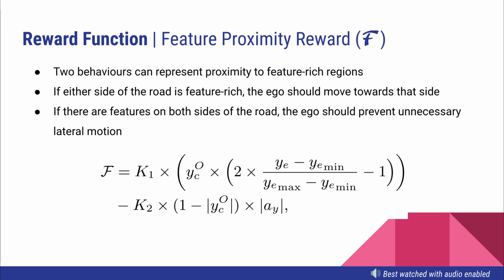We will now explain the math behind the feature proximity reward in detail. First of all, the reward is split into two terms controlled by constants K1 and K2. The first term is said to be triggered if there are features on only either side of the road, and the second term is said to be triggered if there are features on both sides of the road.